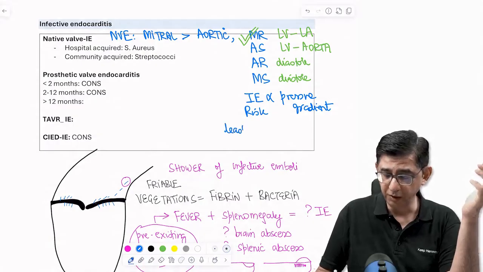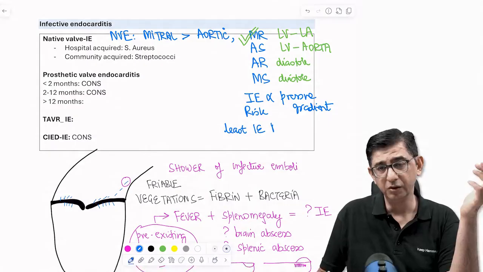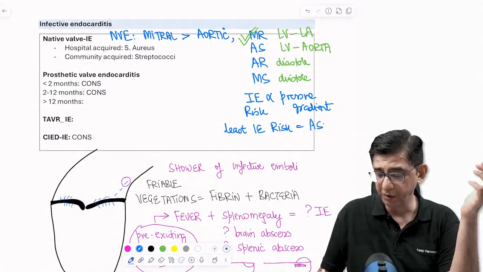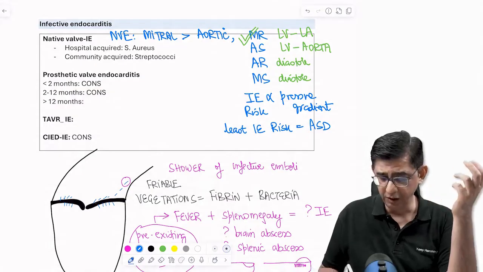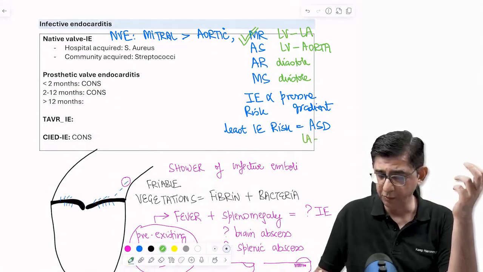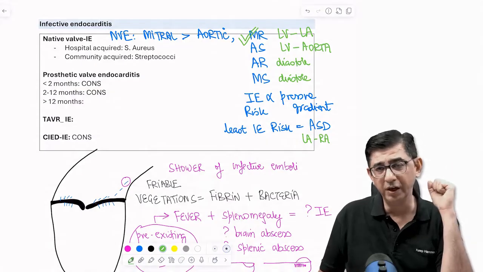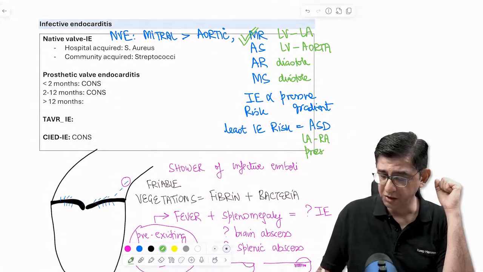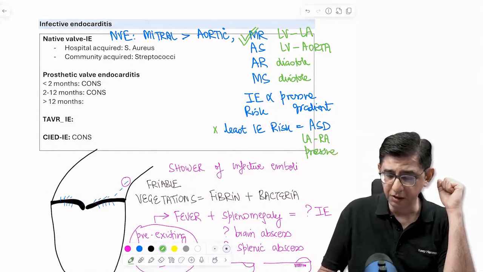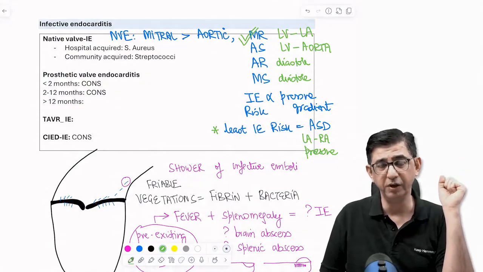Another MCQ will say in which of the following the infective endocarditis risk will be least. The answer would be, rather from pediatrics, ASD, atrial septal defect, because atrial septal defect will operate at a pressure difference of only the left atria minus the right atria, which is a very low pressure. There's hardly a few millimeter difference between the left atria and the right atria pressure. So least infective endocarditis risk is seen with ASD. This is again an important question. Highest risk is with mitral regurgitation.